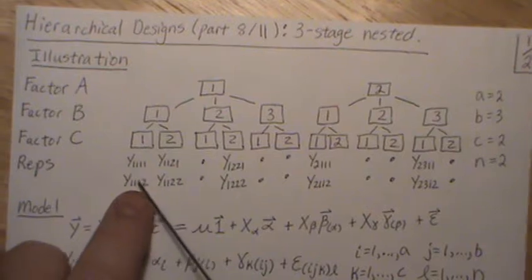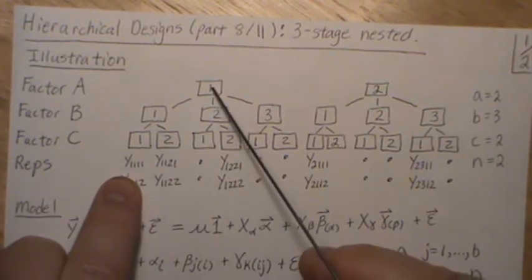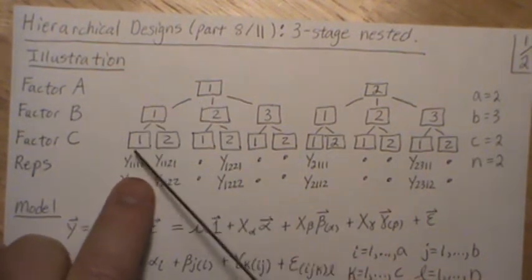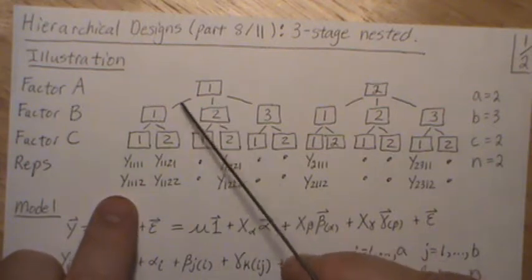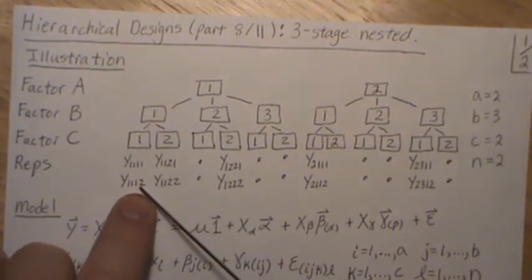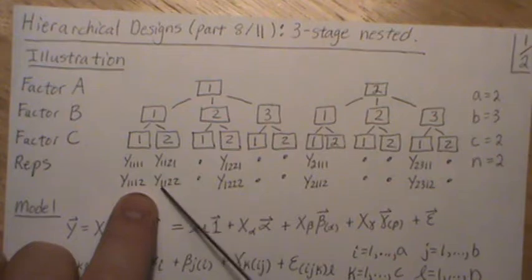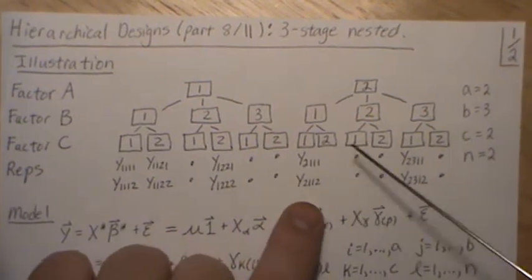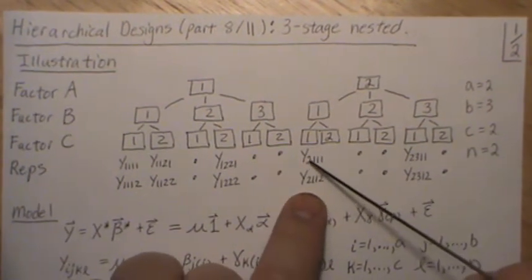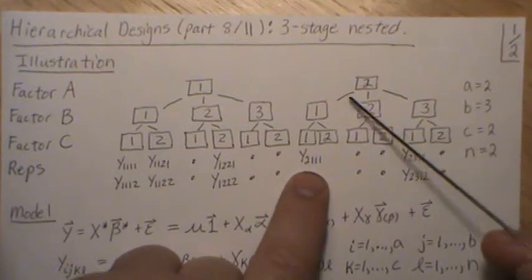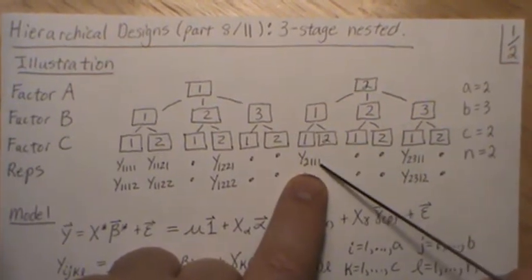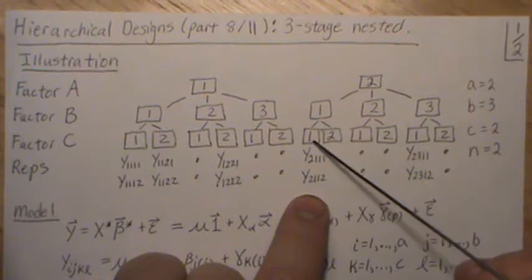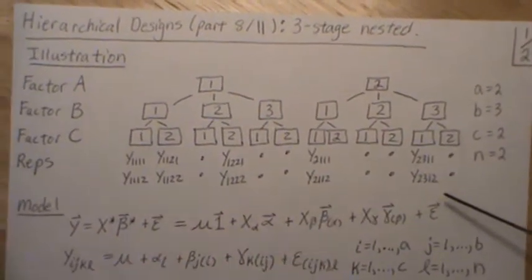And within these, there's 4 indexes. The first one is 1, 1, 1, and the first rep. 1, 1, 1, second rep. And I just put dots because I got lazy. So this one would be a 2, 1, 1, first rep. 2, 1, 1, second rep. And then it goes through.